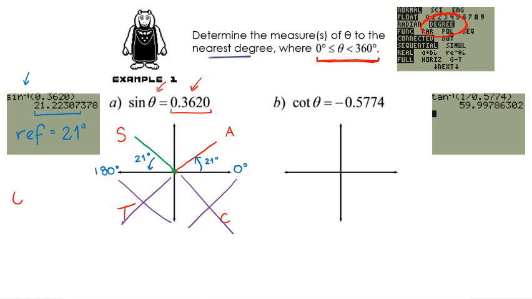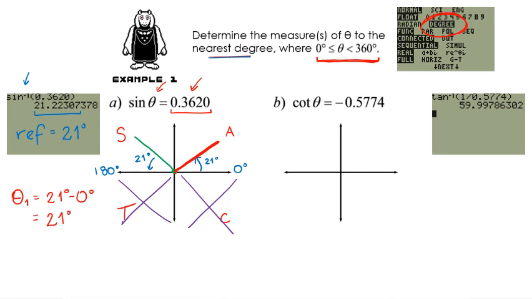So for angle 1, that will be the angle in quadrant number 1. So our terminal arm is 21 degrees above our x-axis. So all you'd have to do is take 21 degrees minus 0 degrees, which will just give us 21 degrees. So that's our first solution.